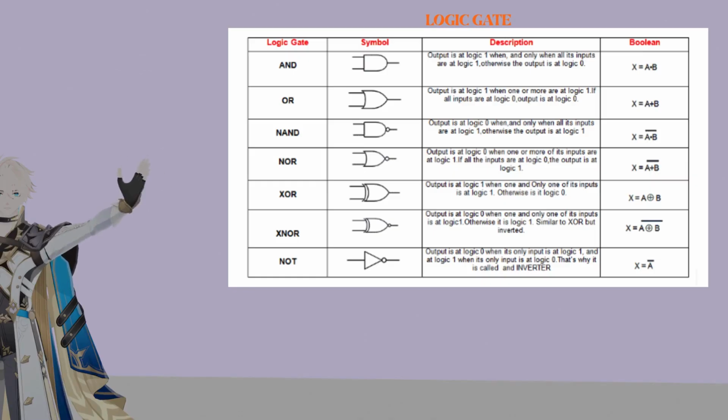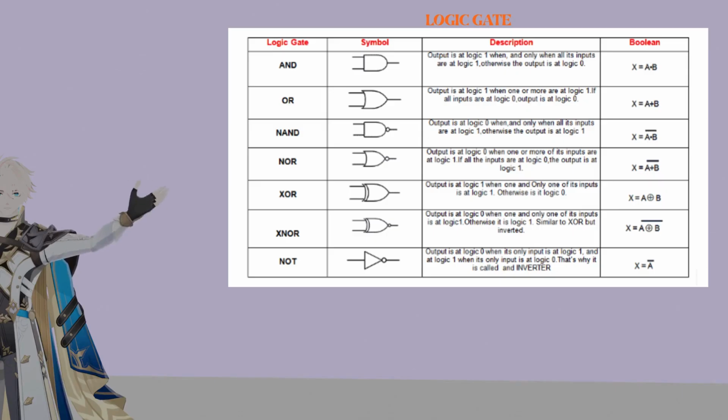So, the AND gate gives an output of logic 1 only when all of its inputs are 1. If any of its inputs are 0, the output becomes 0. In Boolean expression, this is written as x = a × b. So, it works like a condition saying both a and b must be true.